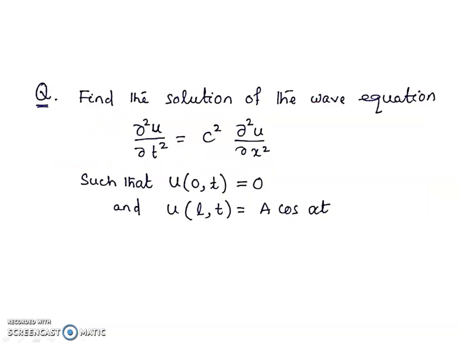The question is, find out the solution of the wave equation del square u by del t square is equal to c square del square u by del x square such that u(0,t) is equal to 0 and u(L,t) is equal to a cos alpha t. These two are boundary conditions. At x is equal to 0, u(x,t) is 0, and at x is equal to L, u(x,t) becomes a cos alpha t. We are going to solve this wave equation with these boundary conditions by using the method of separation of variables.